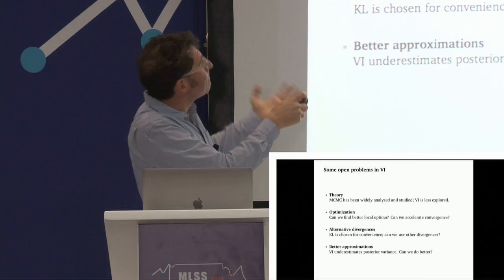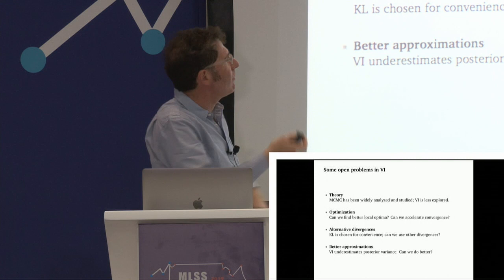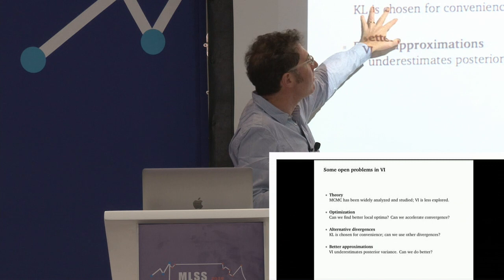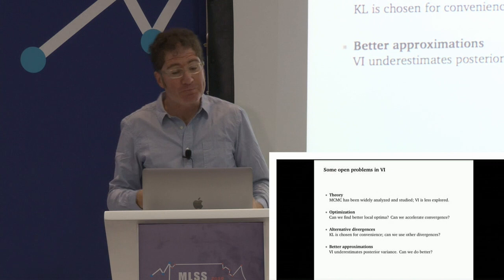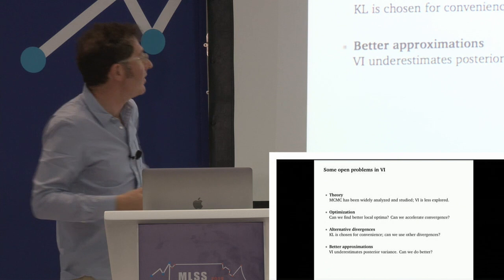So I encourage you to look at theory. Optimization, as we mentioned, how do I use results from optimization in variational inference? Alternative divergences, we mentioned. Are alternative divergences useful? Can we make them computationally tractable? Can we combine divergences, and so on? And what about better approximations? So are there ways to improve variational inference in terms of the fidelity of its approximation to the exact posterior?